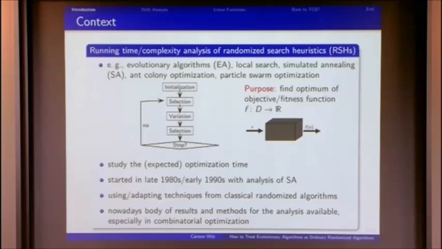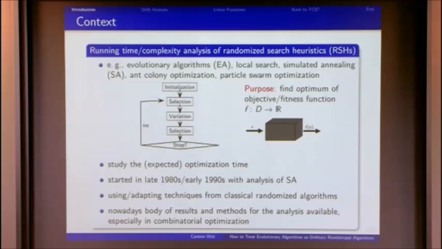This was actually already done 25 years ago, when people looked into simulated annealing and tried to derive the time complexity of simulated annealing for finding maximum matchings in a graph. So from roughly 2000 on, this field got momentum, and people were using and studying other kinds, in particular evolutionary algorithms, from this perspective, adapting the techniques from classical randomized algorithms.